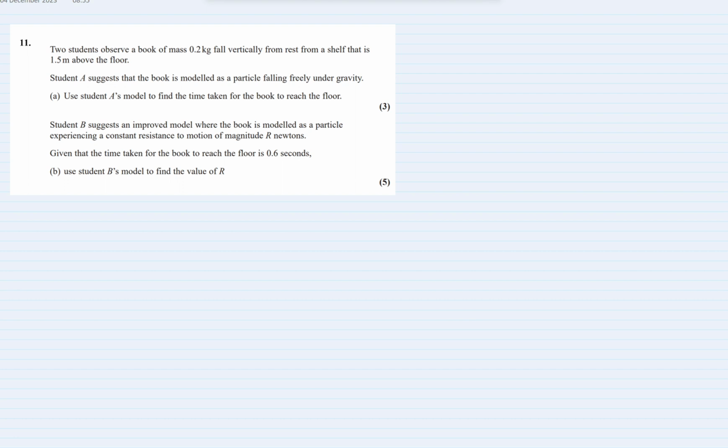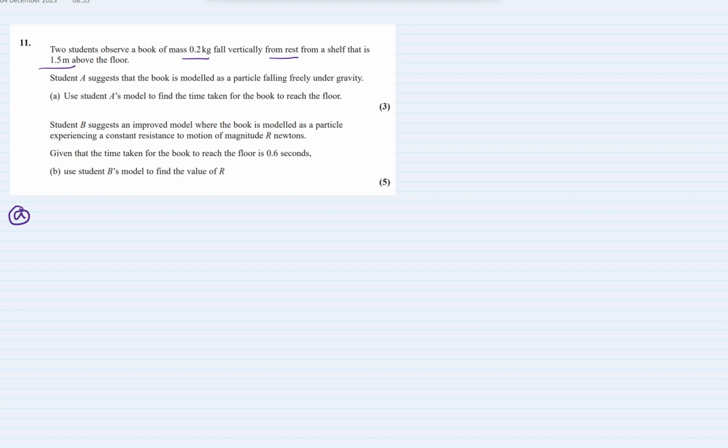Okay, so two students are observing a book of mass 2 kilograms falling vertically from rest from a shelf that is 1.5 meters above the floor. And what we can see from scanning through the question is that student A is suggesting one model and student B is suggesting another, and we've got to analyze both of those models.